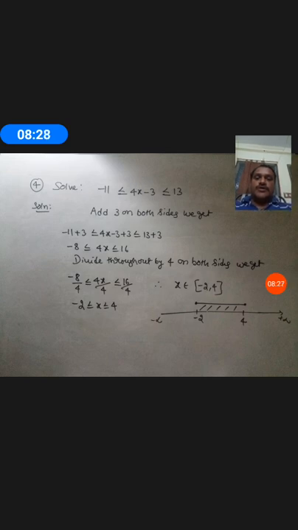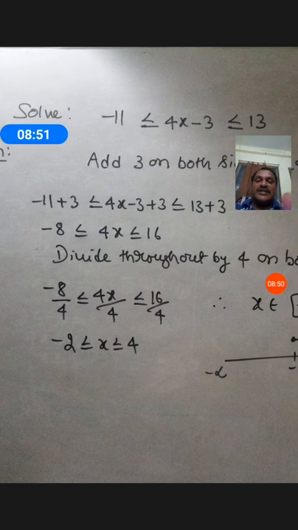Now you observe this particular problem: solve −11 ≤ 4x − 3 ≤ 13. Dear students, for this inequation, add 3 on both sides. Both sides means throughout all the sides. Then −11 + 3 ≤ 4x − 3 + 3 ≤ 13 + 3. −11 + 3 is −8, 4x − 3 + 3 will cancel, and 13 + 3 is 16.